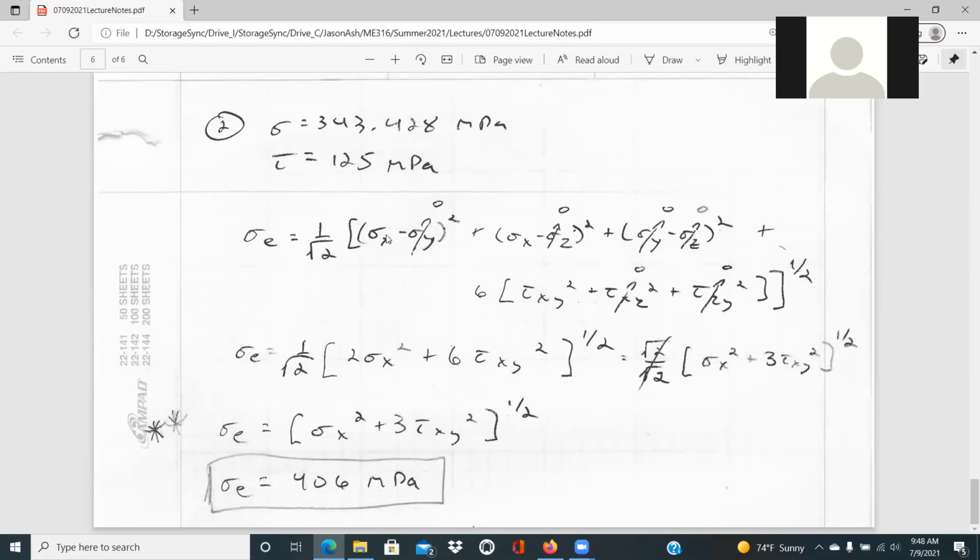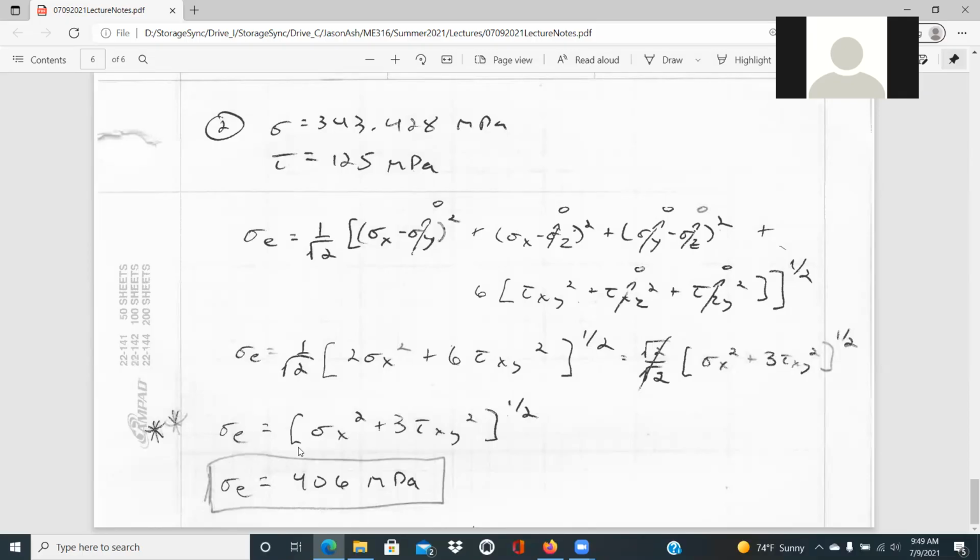We'll have 2 sigma x squared coming from these two terms. So we have 2 sigma x squared plus 6 tau xy squared. And so we can pull a 2 out of that expression and take the square root. So we'd have the square root of 2 over the square root of 2. That'll cancel, and we'll be left with the square root of sigma x squared plus 3 tau xy squared. So for pure axial torsional loading, the equivalent state of stress is just the axial stress component squared plus 3 tau xy squared, square root.